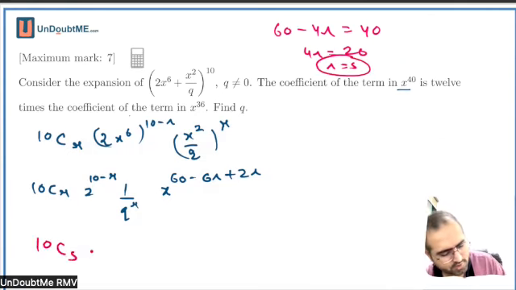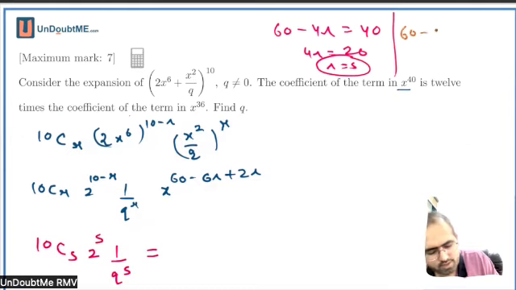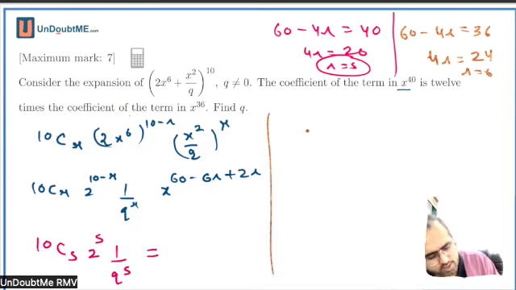So 10C5, 2 to the power 5, 1 upon q to the power 5. Other things are not required because we need just the coefficient. So this coefficient is 12 times the coefficient of x to the power 36. For that, 60 minus 4r is equal to 36, 4r is equal to 24, r is 6. So r equal to 6 will give me 10C6, 2 to the power 4, and 1 upon q to the power 6.